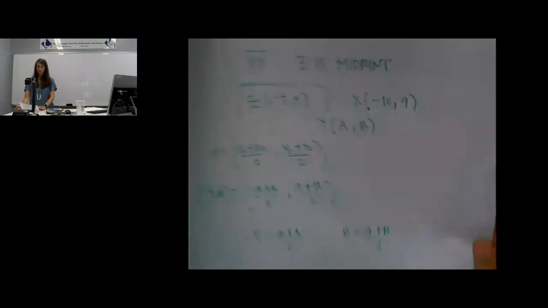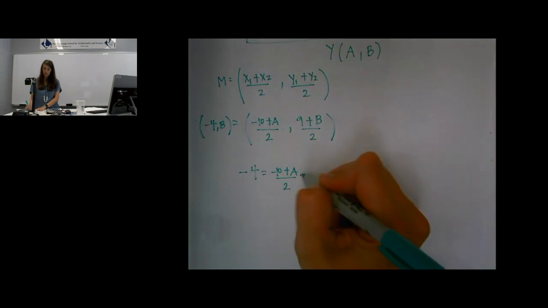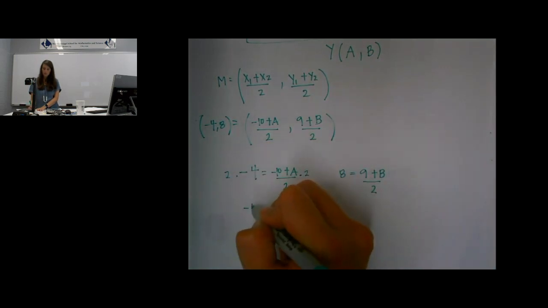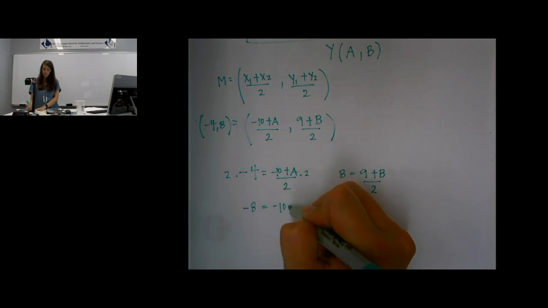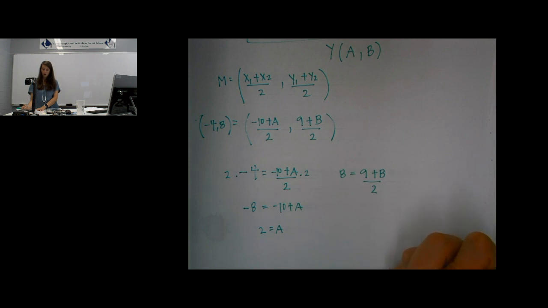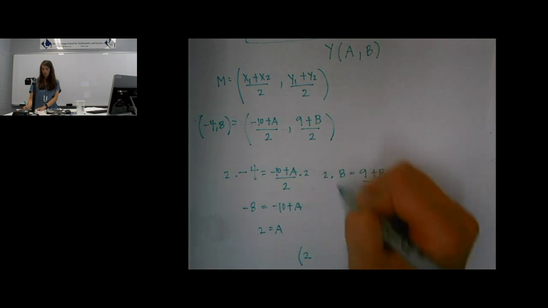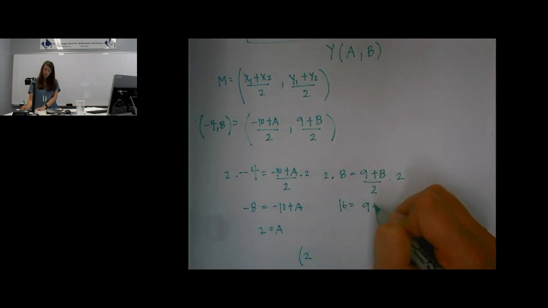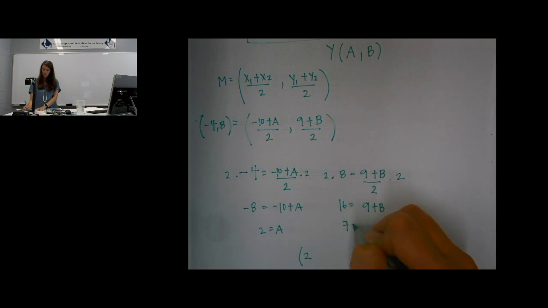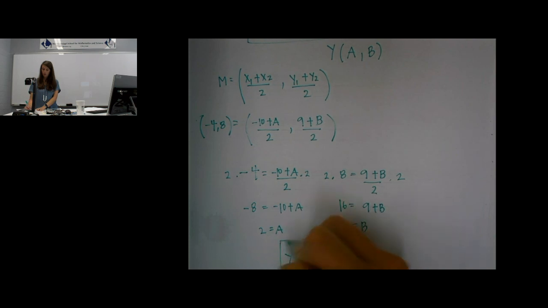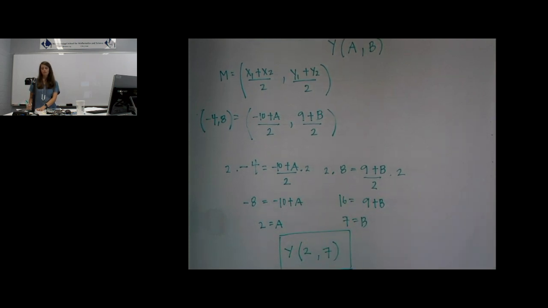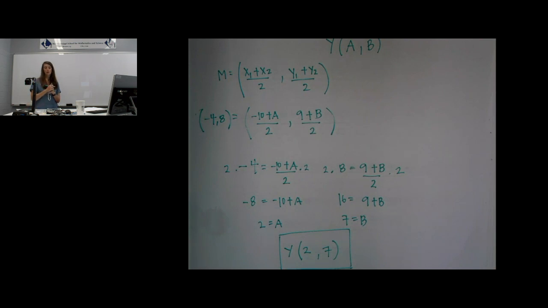So now I could find this by multiplying. So multiply both sides by 2. So this will be negative 8 is equal to negative 10 plus A. Add your 10, so the coordinate of your A, which is going to be the x value, is going to be 2. Over here, if I multiply by 2, so I'm going to have 16 equals 9 plus B. So I'm going to have 7. So the y coordinate is going to be 7. Okay, so that's just kind of working backwards with your midpoint.